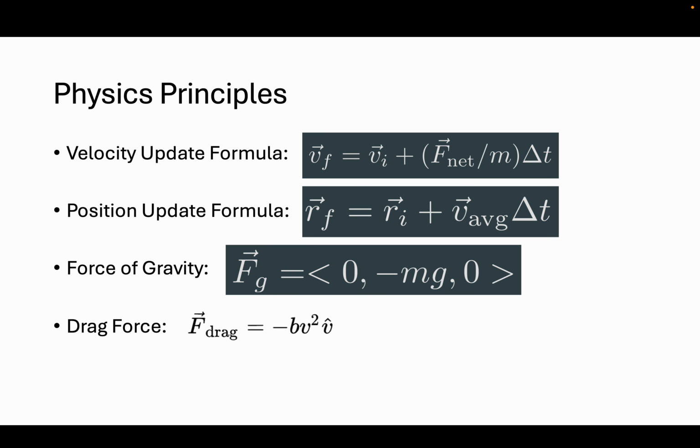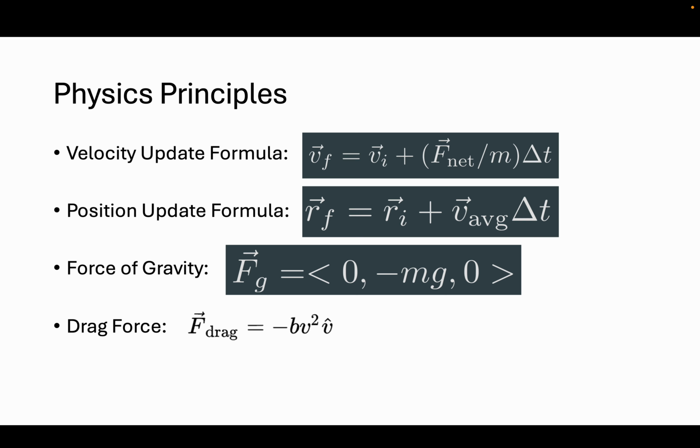In this experiment, we modeled the motion of a pickleball affected by gravity and air drag using fundamental physics principles. First is the velocity update formula. This comes from Newton's second law. Acceleration is defined as a change in velocity over time, so this formula lets us update velocity step by step using the net force acting on the object.